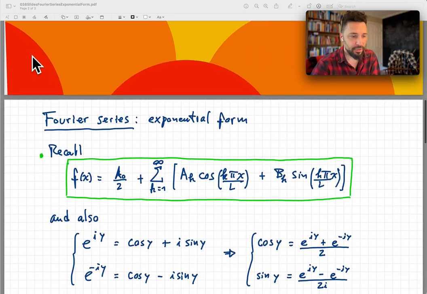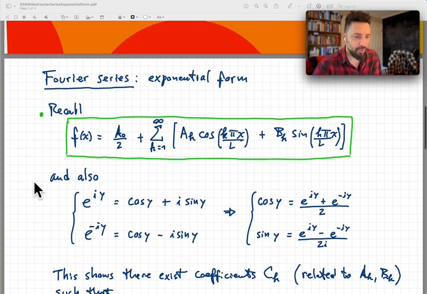So recall that the Fourier series for a given function of x takes this form if we want to write this function, or consider this function, in the interval minus L to L. And so we have an a0 over 2 coefficient and a sum from k equals 1 to infinity of a cosine part and a sine part with corresponding coefficients ak and bk.